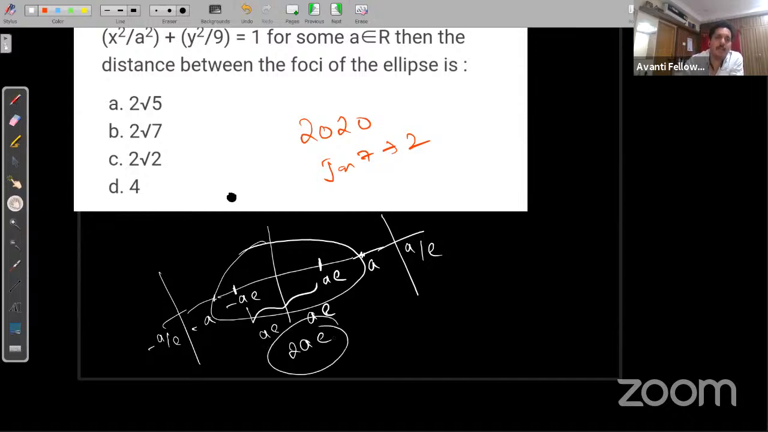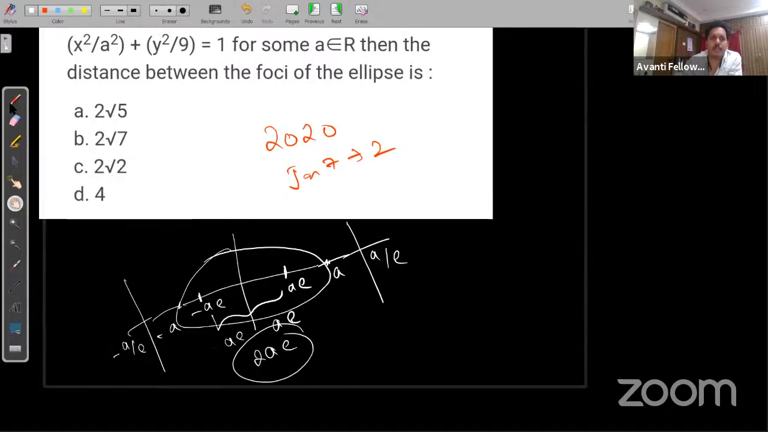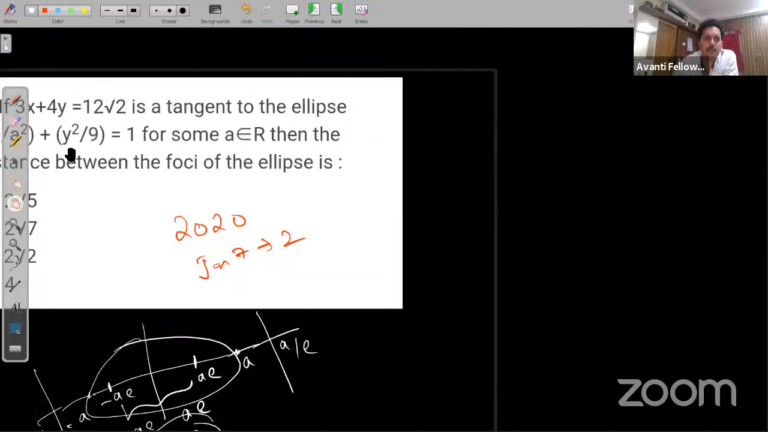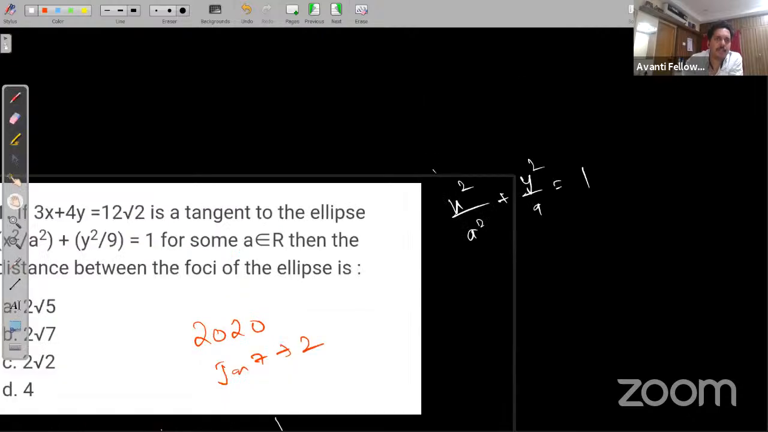Okay, so how to solve this question? First of all, we'll try to write the equation of a tangent for the given ellipse x squared by a squared plus y squared by 9 is equal to 1, right? First of all, what is the equation of a tangent for the standard ellipse?